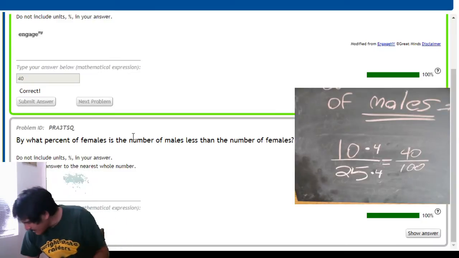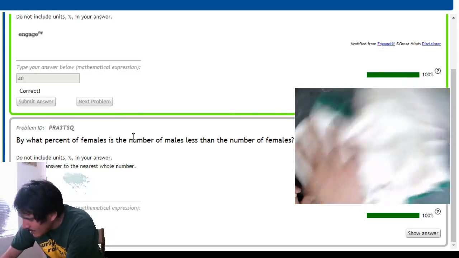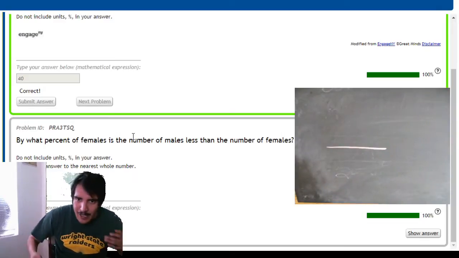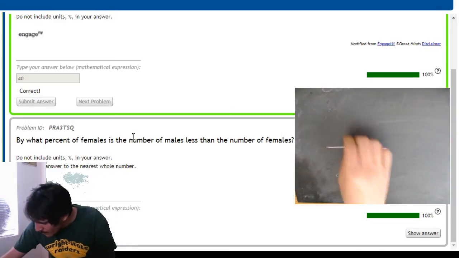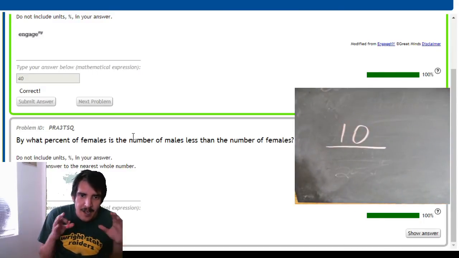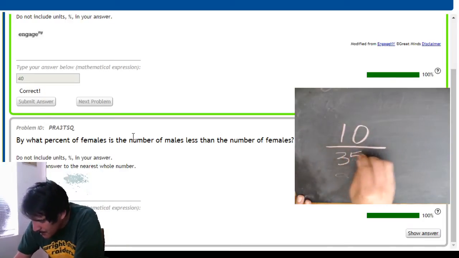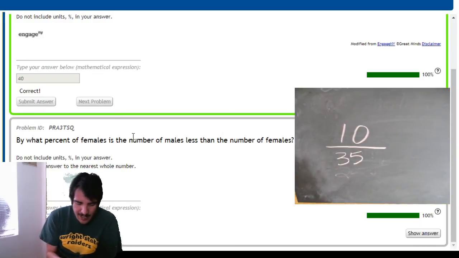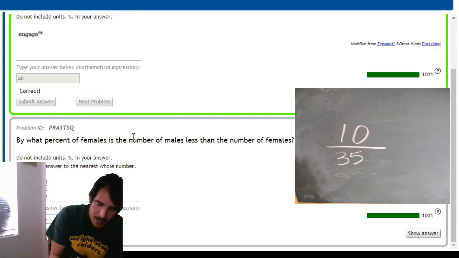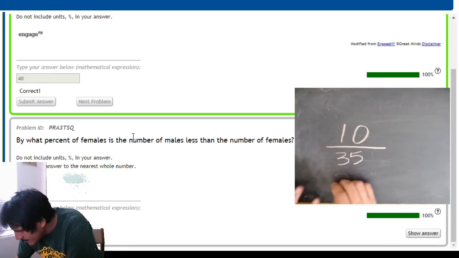Now they ask us, so last time they asked us what percent more females are there. Now they're asking what percent fewer males are there. So again, let's do the fraction. How many fewer males are there total? There's a total of 10 fewer males. And then it says, by what percent of females? So since they say of females, we know it's going to be out of the female number. So 10/35, I am going to do 10 divided by 35 like such. And we get approximately 0.2857.